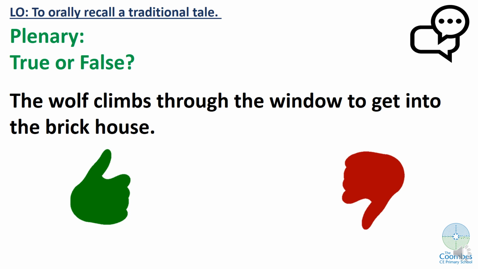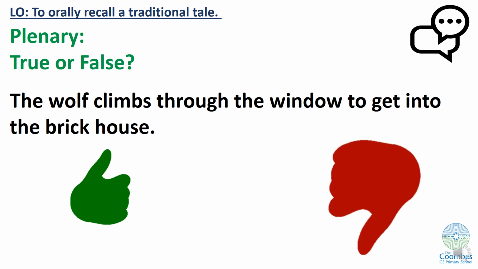Next statement then, true or false? The wolf climbs through the window to get into the brick house. Thumbs up if you think it's true, thumbs down if you think it's false. It is another false statement. He climbs through the chimney to get into the brick house.